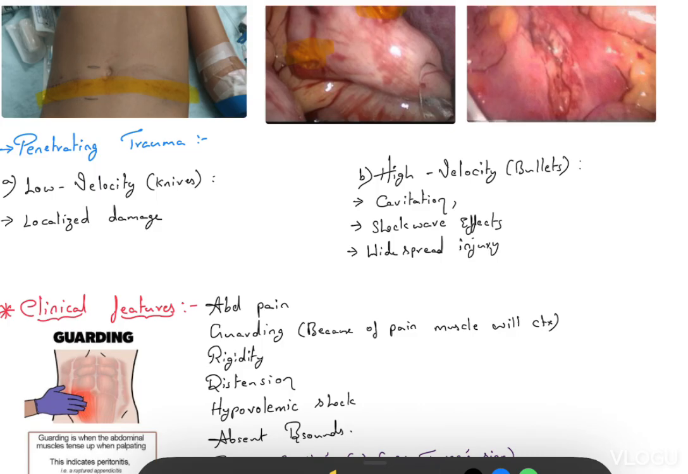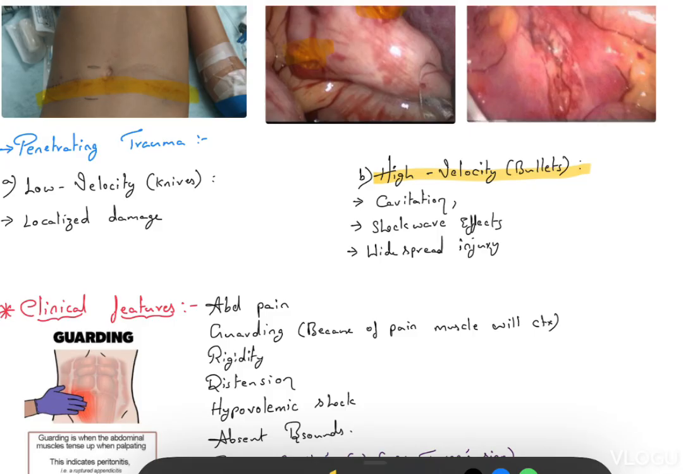Next we can see penetrating trauma. As I told you before, penetrating trauma is related to a sharp object, impalement, or gunshot. Low velocity knives can cause localized damage. High velocity bullets cause cavitation, a shockwave effect, and widespread injury. For example, knife and bullet. Whenever the patient is stabbed with a knife or shot, we can see tissue disruption and vascular injury, and the patient gets contamination, which causes peritonitis and then sepsis.